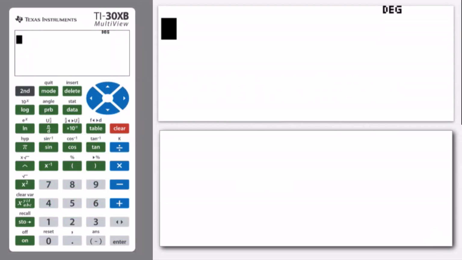Welcome to another lesson that is part of the TI-30XB student course. In this lesson, we'll be looking at surds and exact values.